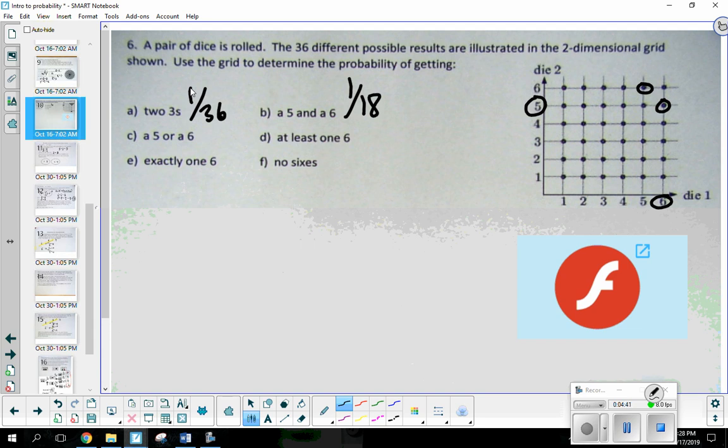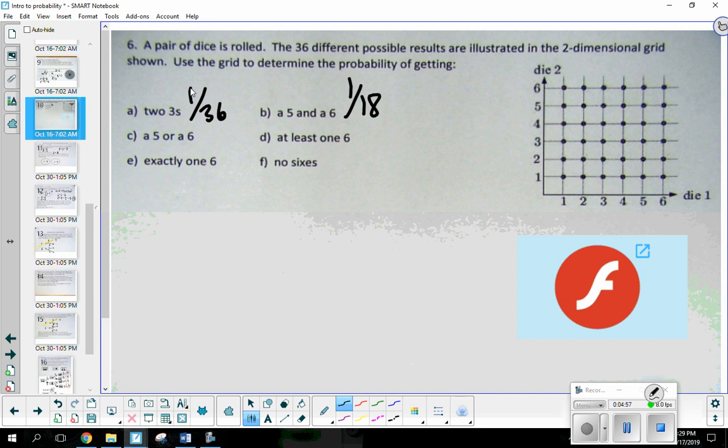This one here, you want 2 3s. Well, there's only one way for that to happen. Okay, one die is 3, the other's 3. It's that one right there. Okay, so any questions? All right, who would like to help me with C and D?